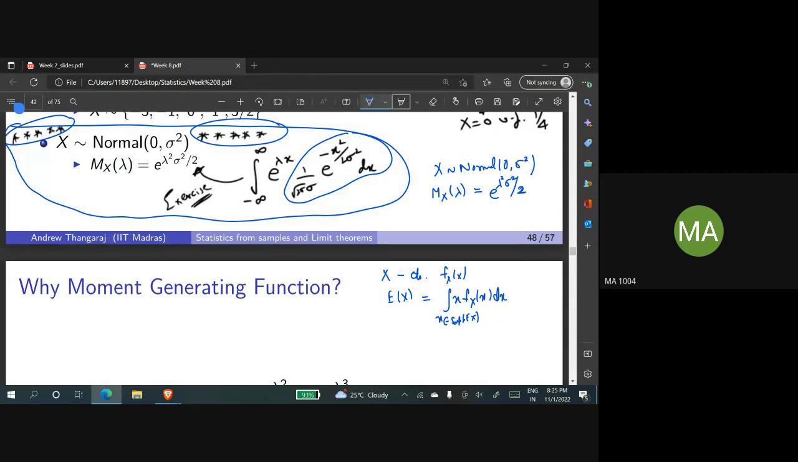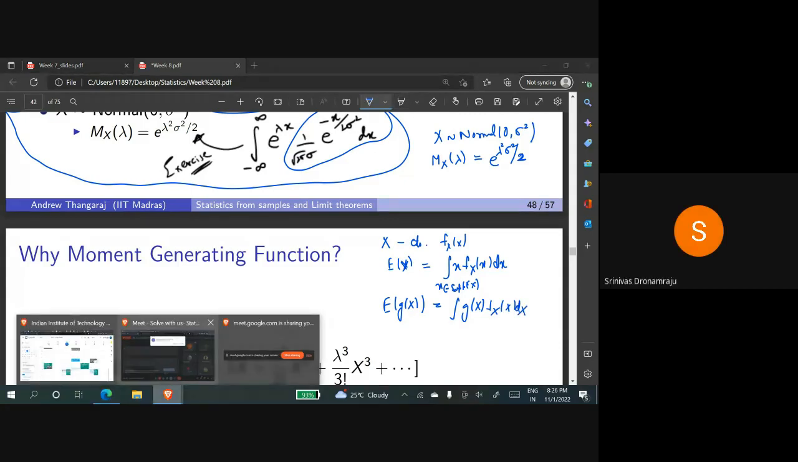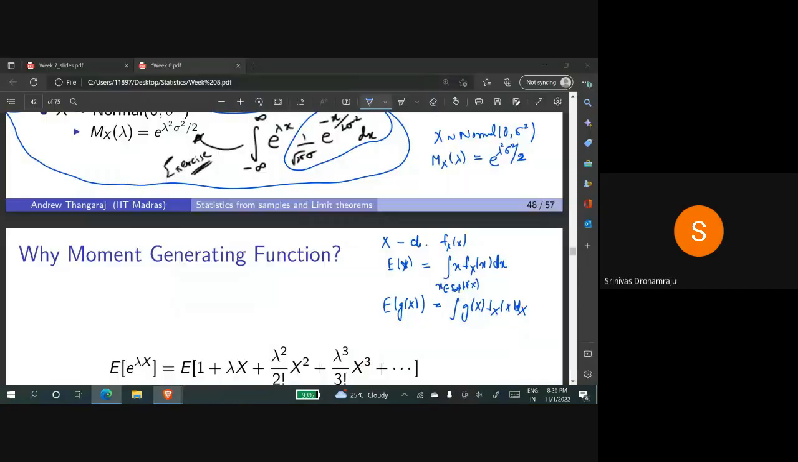Yeah, that is all. So this is for one specific random variable. But when we talk about a function of a random variable, we do the integral of g of x, f_X of x, dx, right? This is mostly the composite function, right?